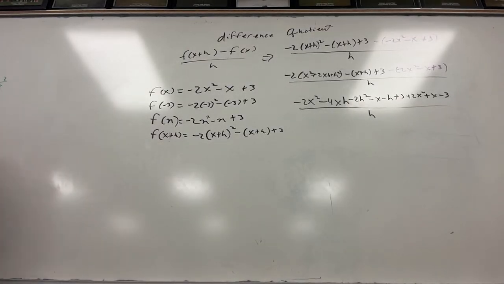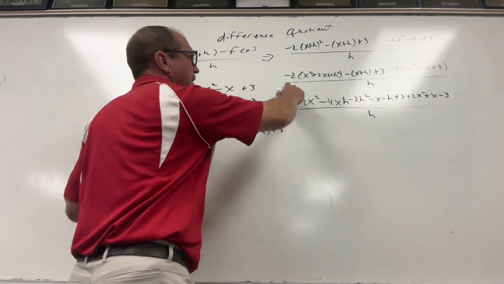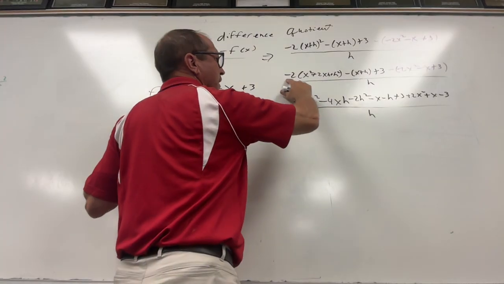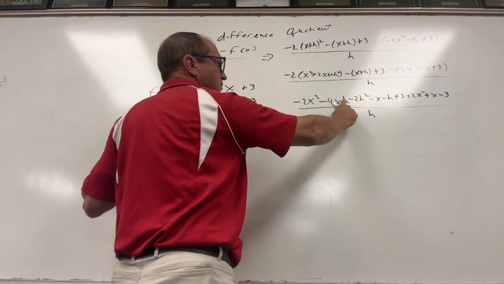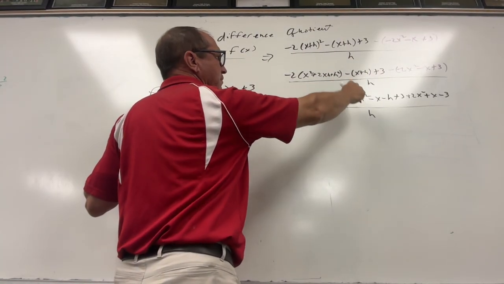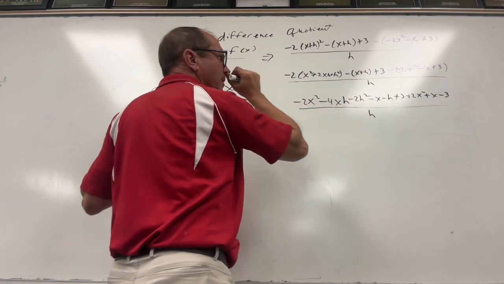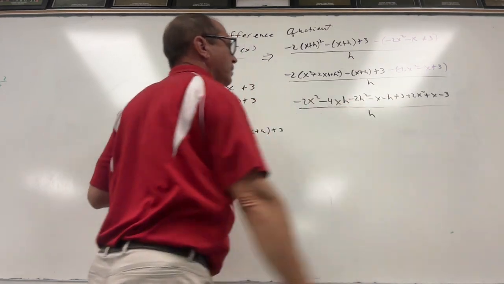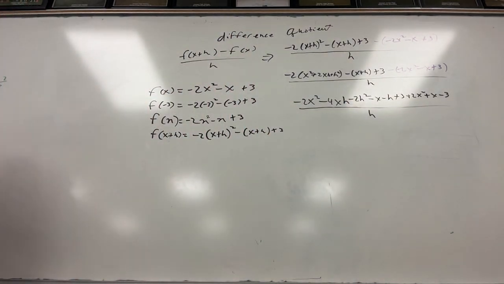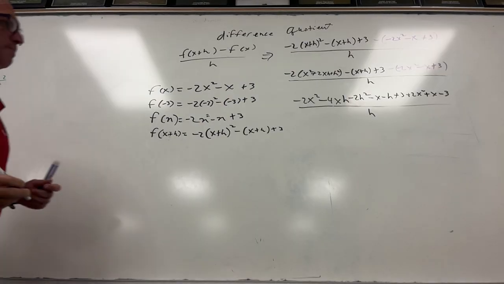Okay, so let me make sure everything else is right. Negative 2 and x squared is negative 2x squared. Negative 2 and positive 2xh is this. Negative 2 and h squared is negative 2h squared. Distributed that negative. Okay, I'm good the rest of the way through. Wow. All right, let's keep going then.